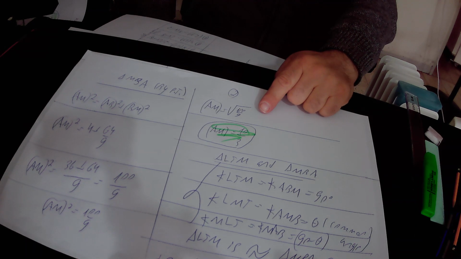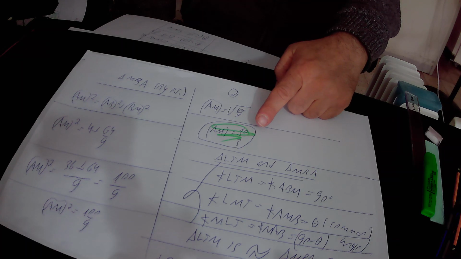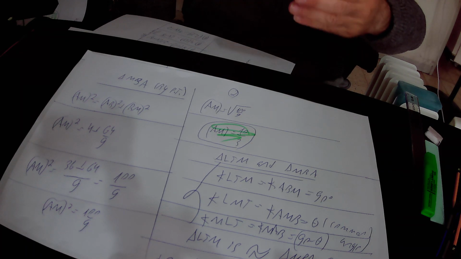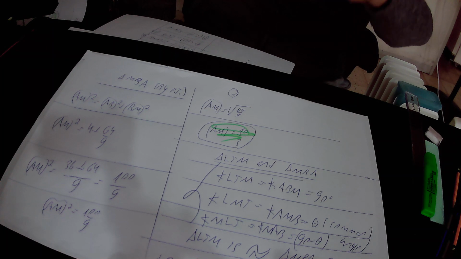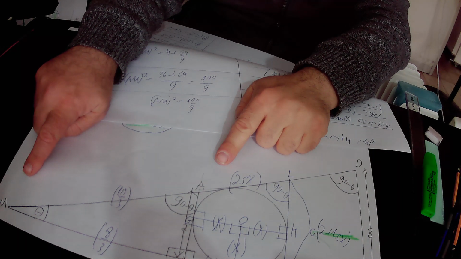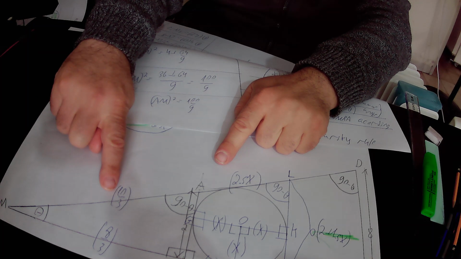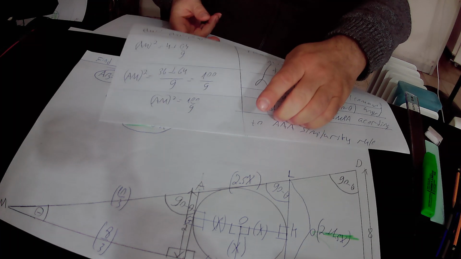The square root of 100 over 9 is the square root of 100, that is 10, over the square root of 9, that is 3. So in conclusion, we found that the hypotenuse AM equals 10 over 3 units in its length. This is the hypotenuse AM of the right triangle BMA, and it equals 10 over 3 units in its length.